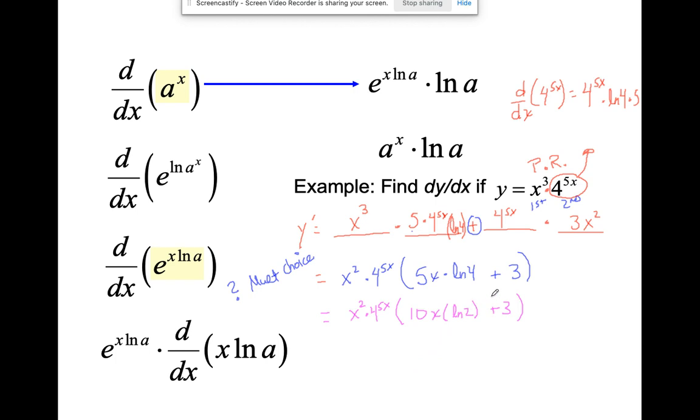Do you see how that happens? Yes, they do that sometimes. You have to know that ln4 might, not must, might be written as 2 ln2. And of course, this 2, because 4 is 2 squared, you bring it down. And then this 2 is now a coefficient that can match with this coefficient, and I get 10.